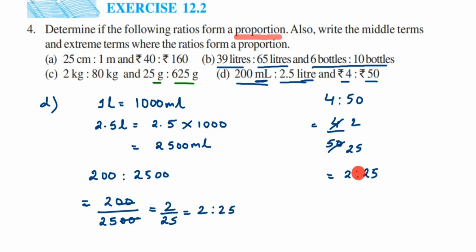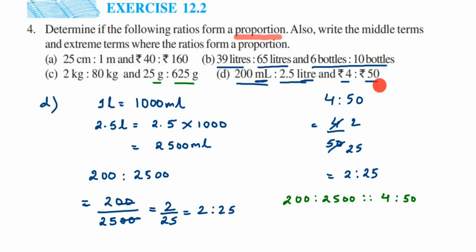When they are in proportion, we can write it as 200 is to 2500 is in proportion with 4 is to 50. Here, if in case you're writing 2.5 liter, then you have to mention the units here, milliliter and liter, because they're in different units. If you're not writing that, like I have converted everything into milliliter, that is why I'm using 2500 here. If in case you're using the given question itself, then you have to mention the units also, because units are not the same in this question.